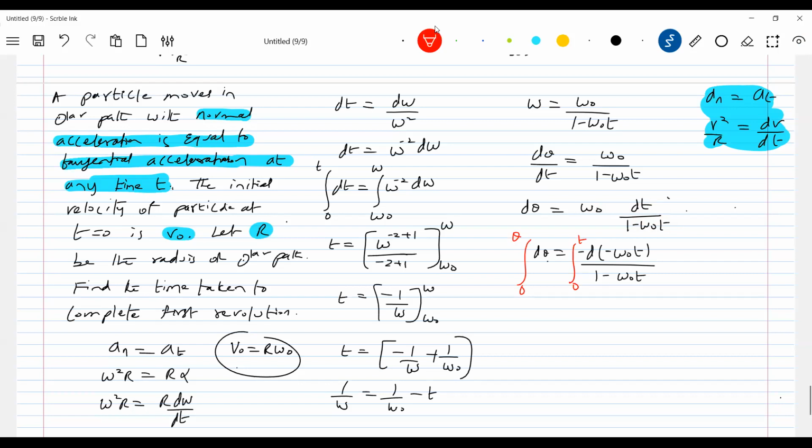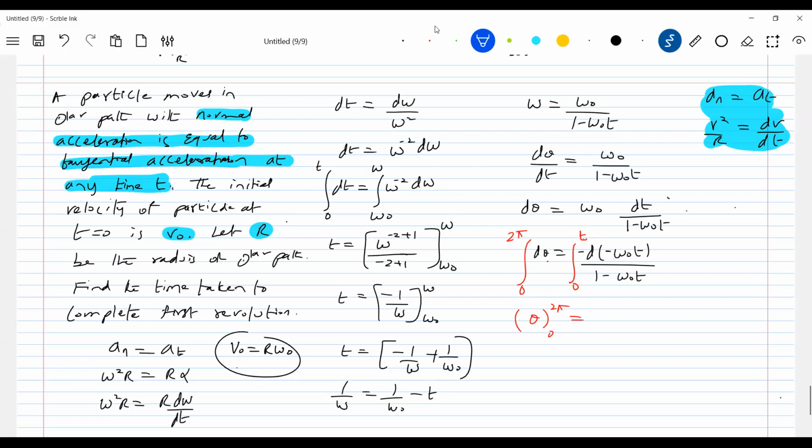But what was the question asked? Time taken to complete first revolution. So in one revolution, how much of angular displacement? 2 pi radian. So this will be theta. What should be the limit for this?